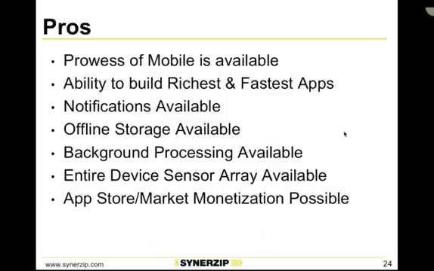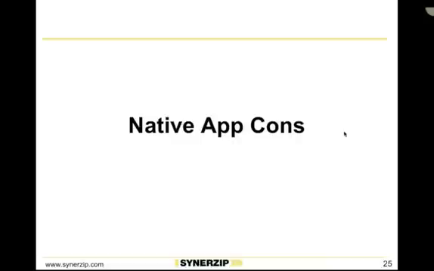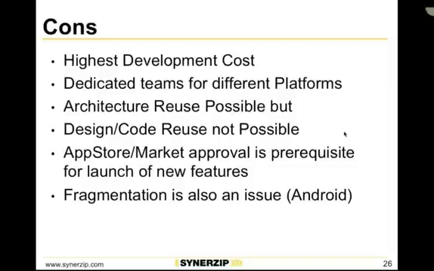Notifications are available. Offline storage is available. Even if you are not in a network area, your Twitter app will store and cache earlier tweets. You can still visit them. Backend processing is available. Let's say you're talking about a Dropbox kind of sync client. It can sync files in the background. You don't have to actually launch it. The entire device sensor array is available to you.